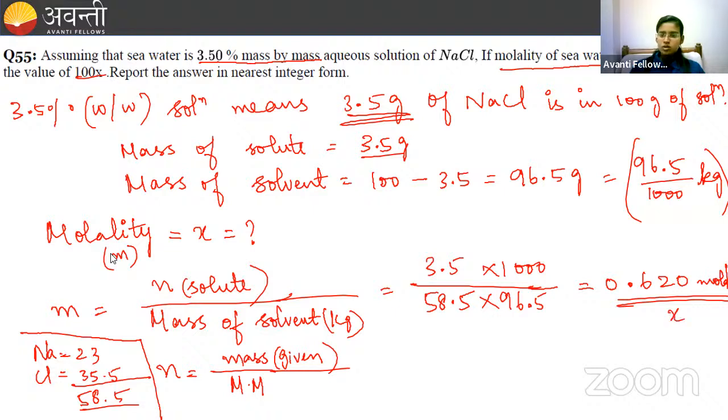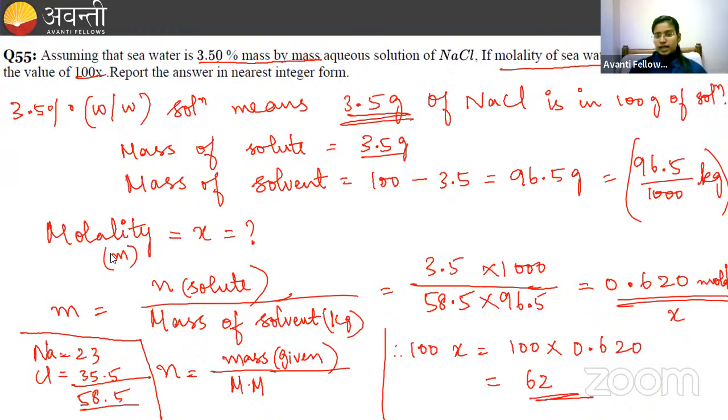Okay. So now we can find out the 100x. Molality is equal to X, which is 0.620, and therefore 100x is equal to 100 into 0.620, which is equal to 62. Okay. So the nearest integer form answer is 62. Got it? Clear?